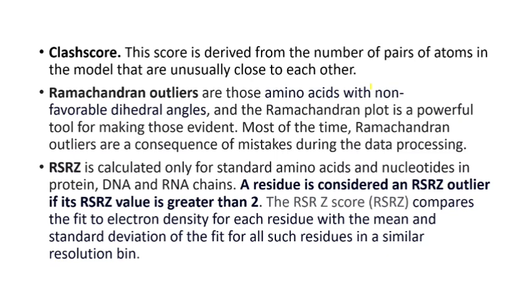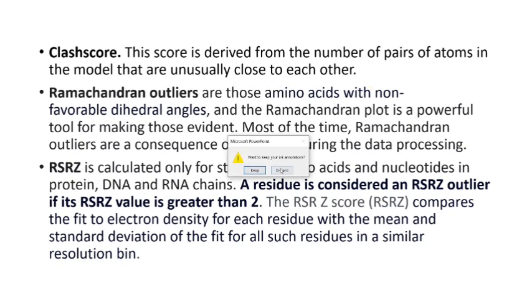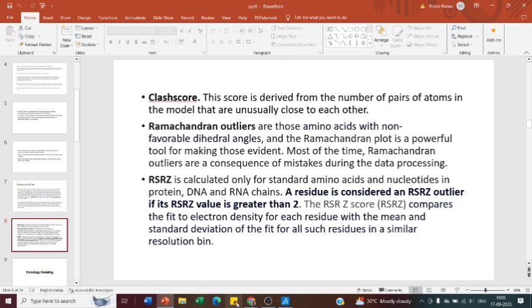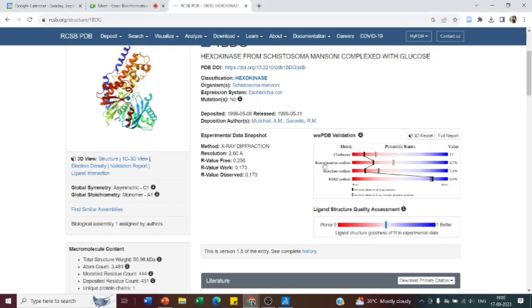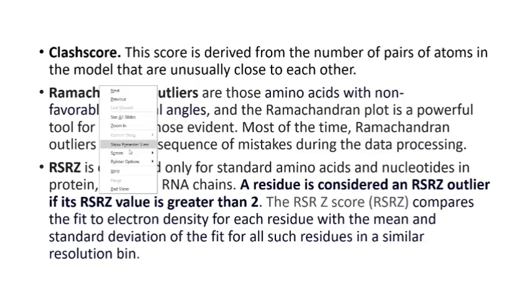Some other things come in the PDB: the clash score, Ramachandran outliers, side chain outliers, RSRZ outliers. Mainly these are all seen in the case of X-ray crystallographic structures only. We have not seen them in cryo-electron microscopy structures.